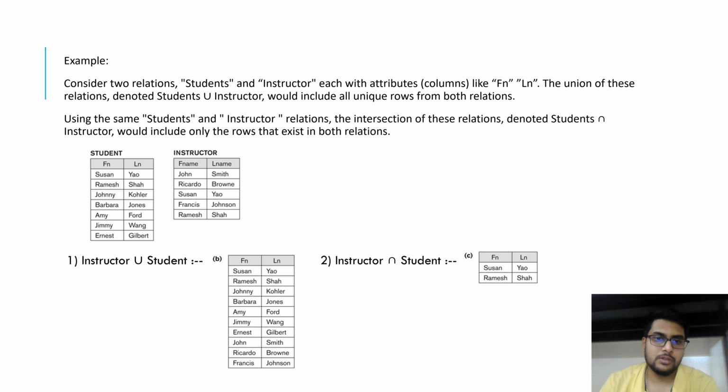Using the same students and instructor relations, the intersection of these relations, denoted students intersection instructor, would include only the rows that exist in both relations. This table indicates the result of the instructor intersection student.